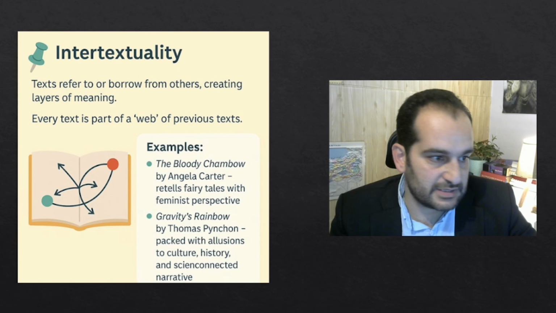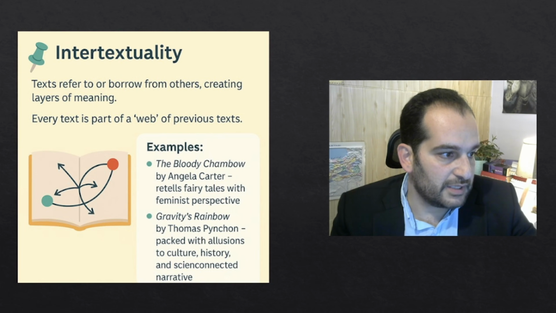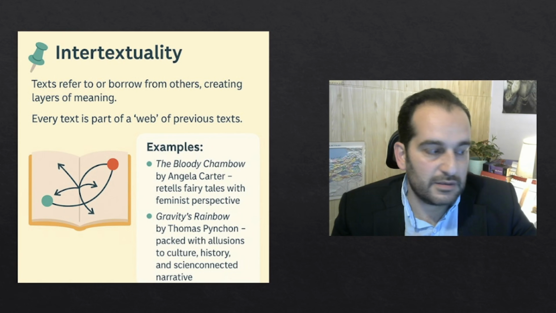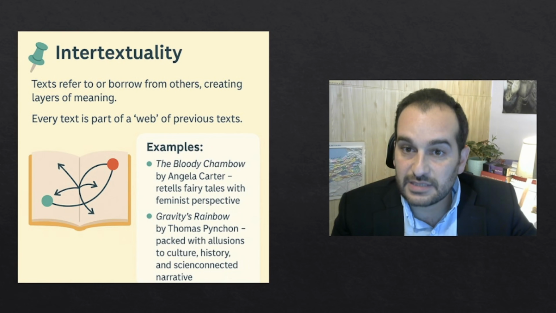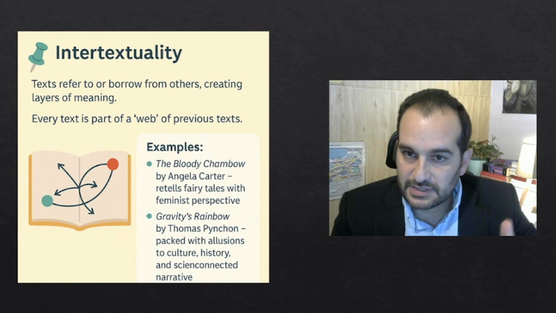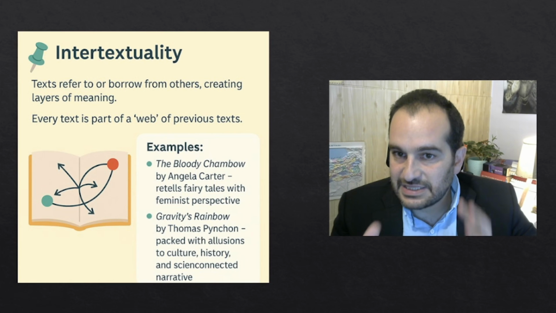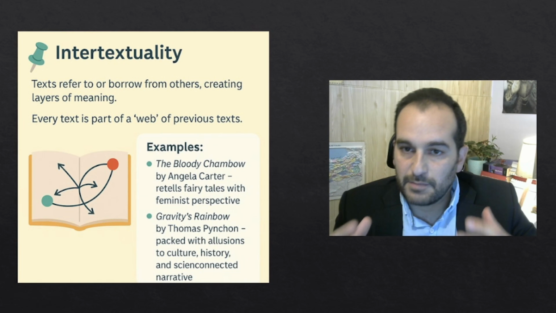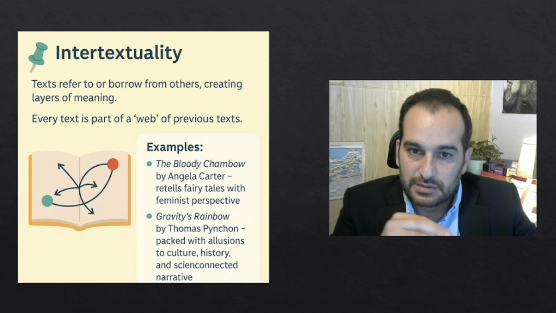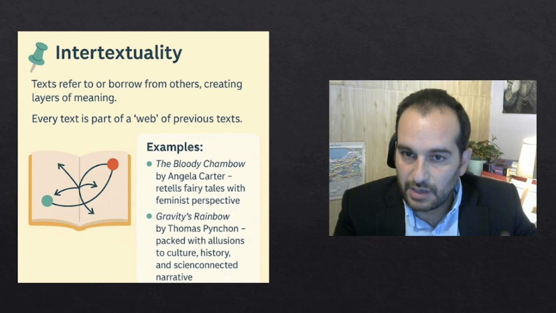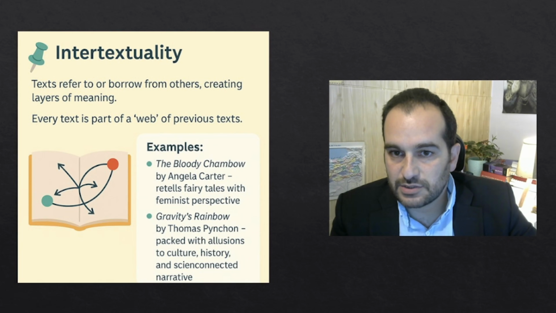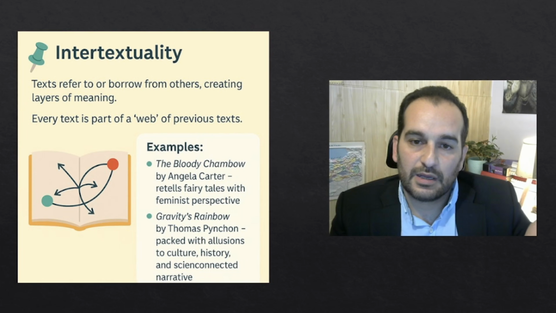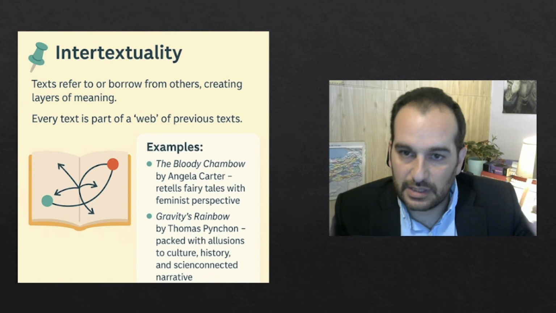Here we have this example, The Bloody Chamber by Angela Carter. Here there is a typo. Here Angela Carter retells fairy tales with a feminist perspective. So here we see intertextuality because the original story is taken from old mythological stories and rewritten with her own feminist perspective. So this is also called intertextuality, a reference to another literary text that was adapted in this new one.